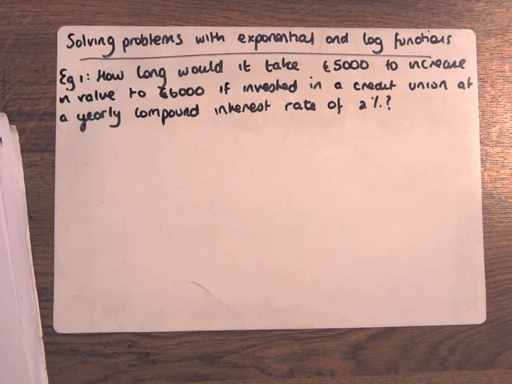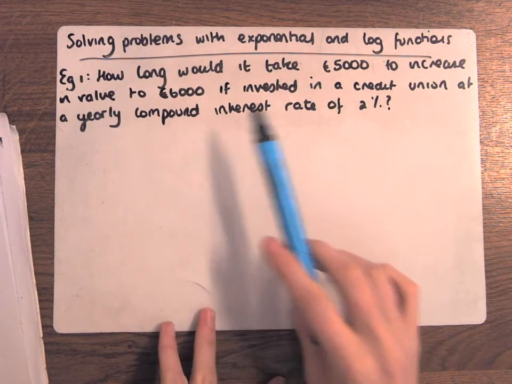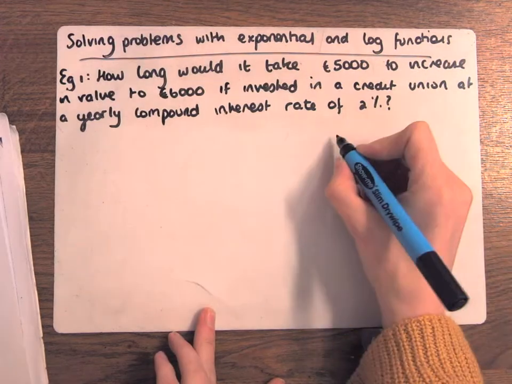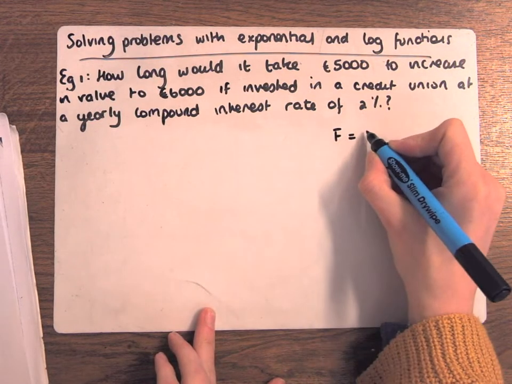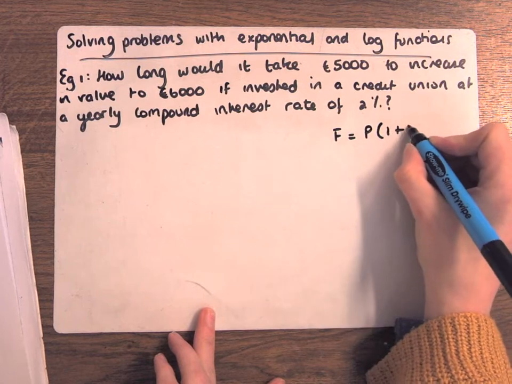Okay, so we're going to look at the different ways that you can apply logs to solve problems. How long would it take 5,000 to increase in value to 6,000 if invested in a credit union at a yearly compound interest rate of 2%? So from Junior Cert, do you remember your formula? F equals P(1 plus I) to the power T.